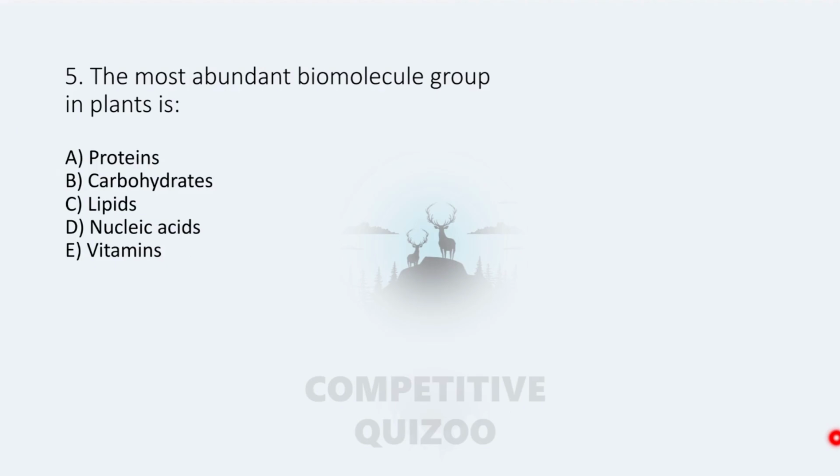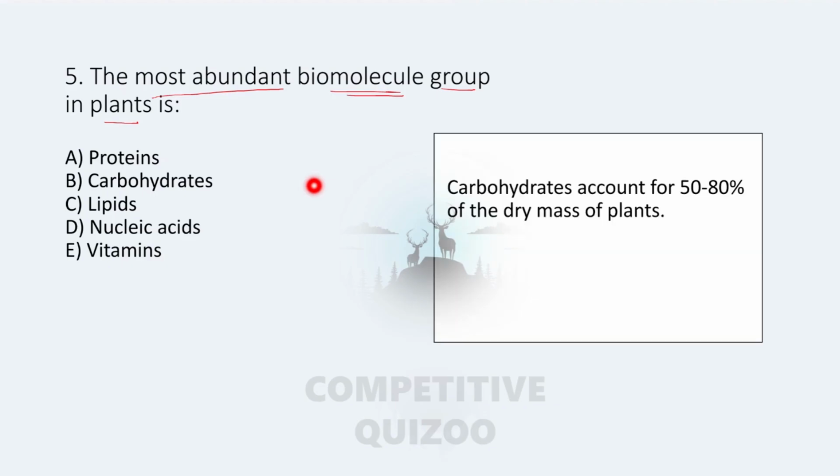Coming to the next question. The most abundant biomolecule group in plants is. The answer to this question is carbohydrates. Carbohydrates make up 50 to 80% of the plant dry mass. The number to be remembered is 50 to 80% of the dry mass of the plants.